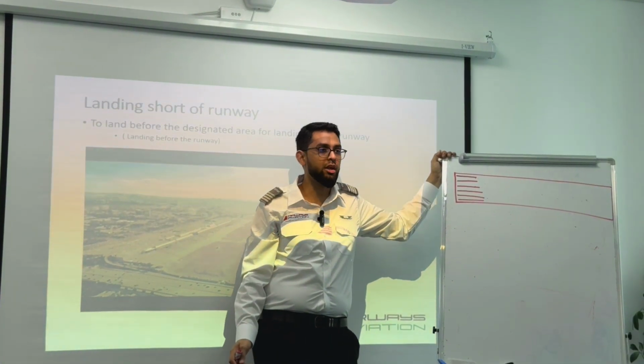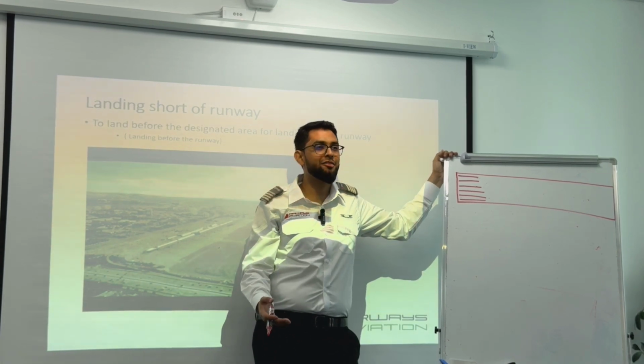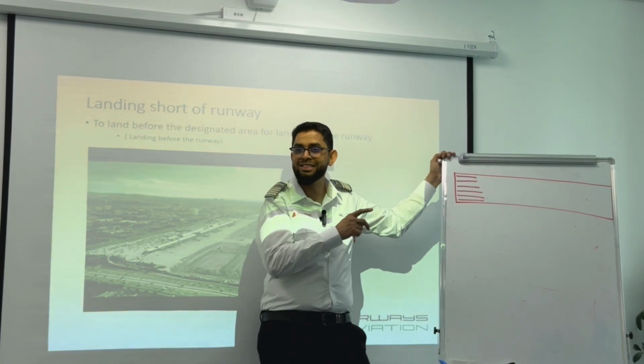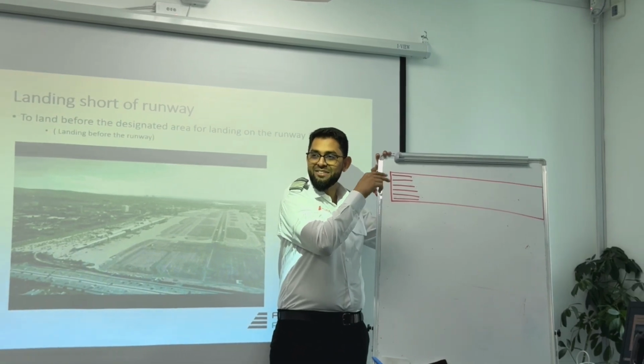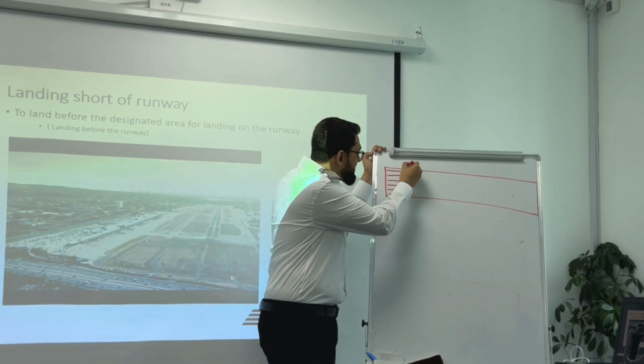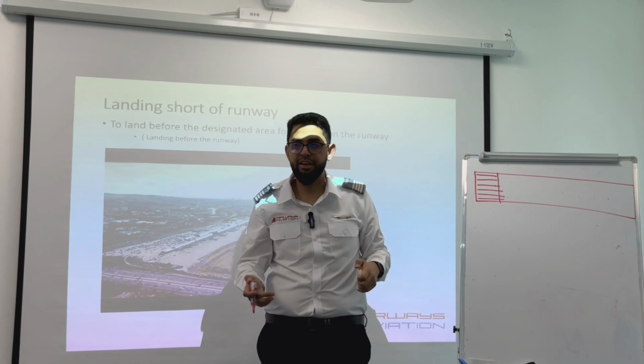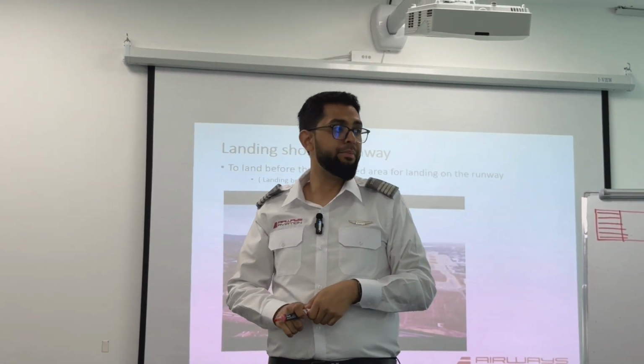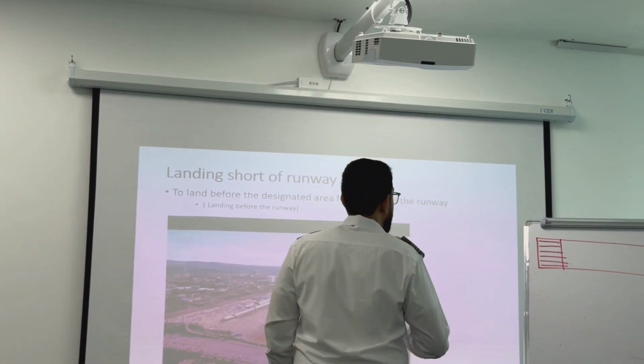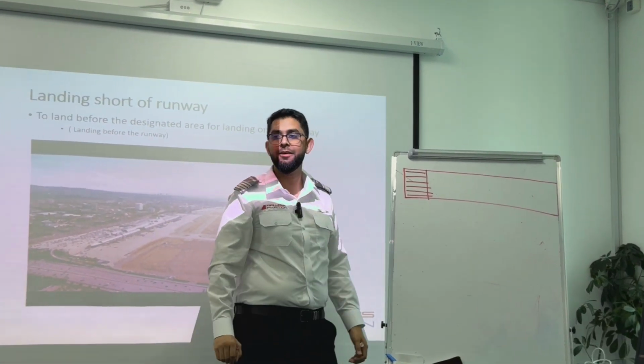Technical name: threshold of the runway. A common word used by a lot of non-aviators: piano keys. Because they look like the keys on a piano, black and white, black and white, right? So this area is called the piano keys or the threshold, depending on what you want to call them. You are not allowed to come and land on that area.